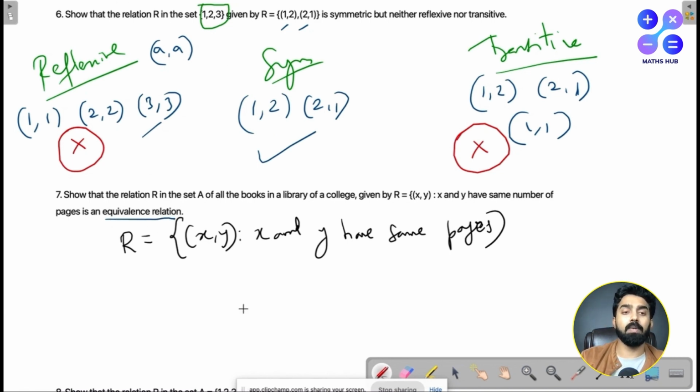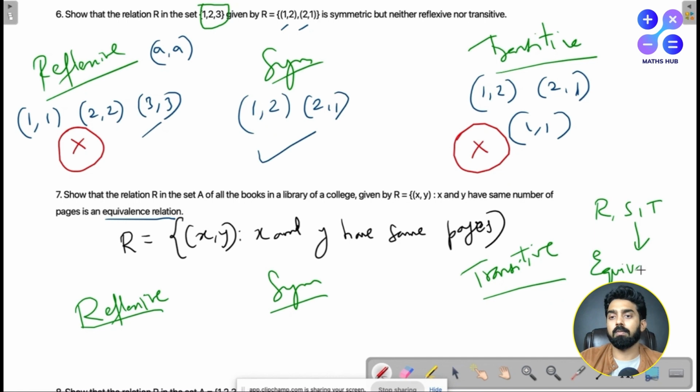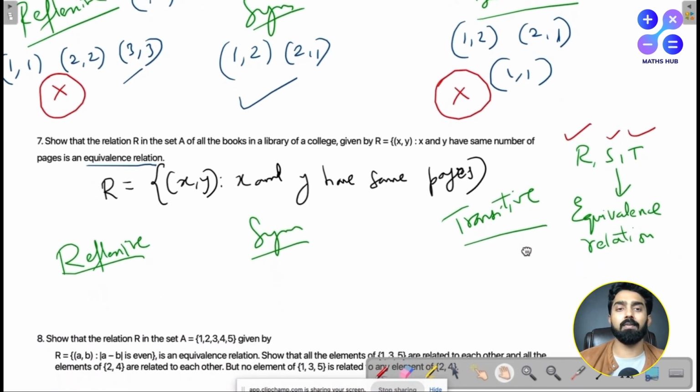You need to be reflexive, symmetric and transitive all together, right? So that's what we call an equivalence relation. An equivalence relation has all 3 criteria satisfied, and that's exactly why we've been practicing all this, so that we can understand if a relation is equivalent or not.